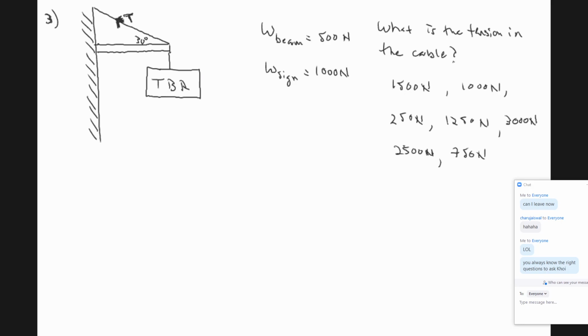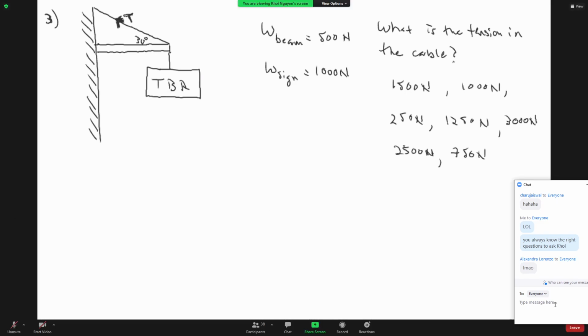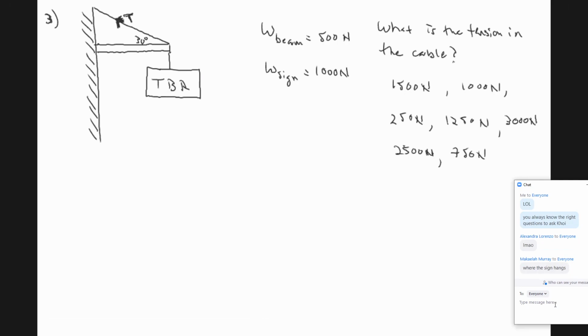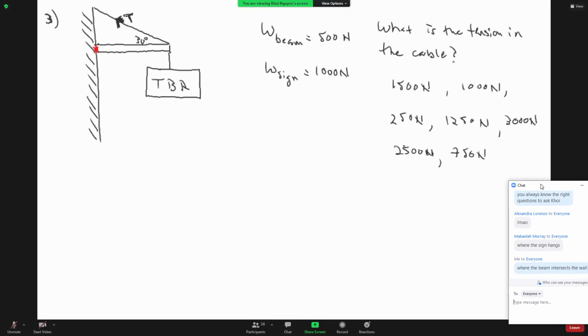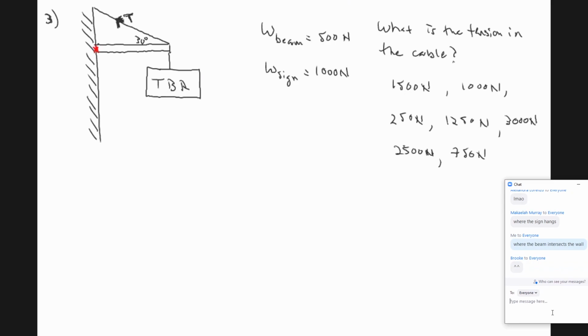Okay, so let's take a look. First of all, where's the pivot point? This is the first thing that you should be doing at any type of rotation problem. Where's my pivot point, right? Imagine putting a pencil against the wall, right? Where's the beam going to rotate from? Right here. Yep, at the point where it's touching the wall is where the pivot point is going to be. Correct.